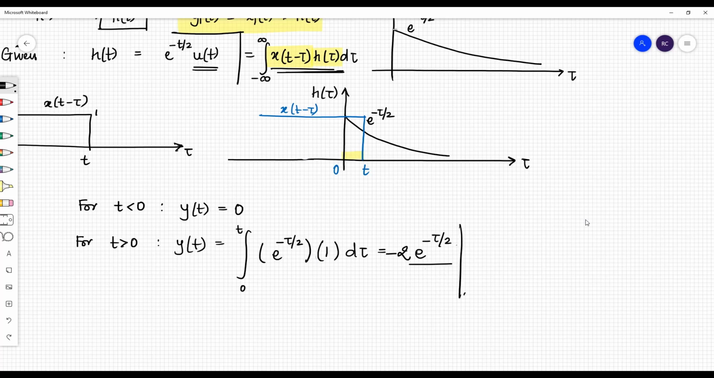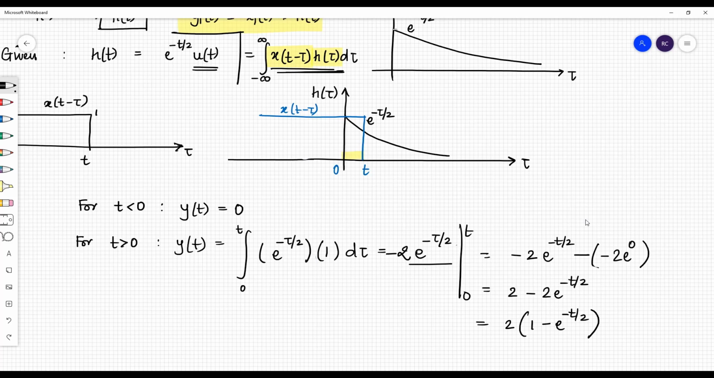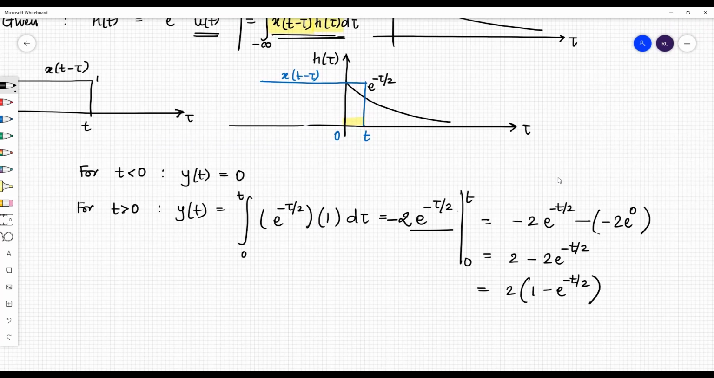Here you also need to put limits from 0 to t, and when you do that, you would get minus 2 e to the power minus t by 2 minus minus 2 of e to the power 0, and this would give you 2 minus 2 e to the power minus t by 2, or 2 times 1 minus e to the power minus t by 2, right? So this is the solution, and let me summarize it.